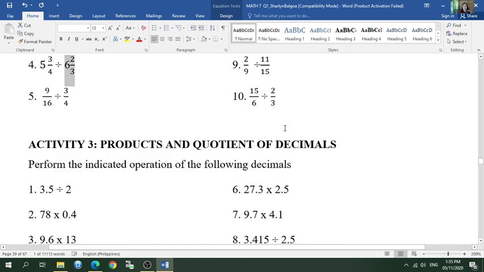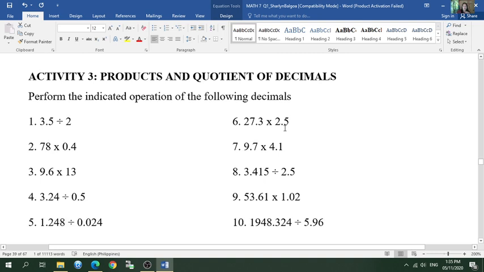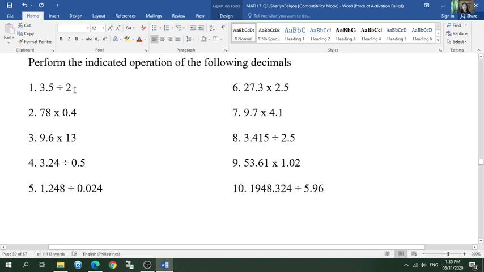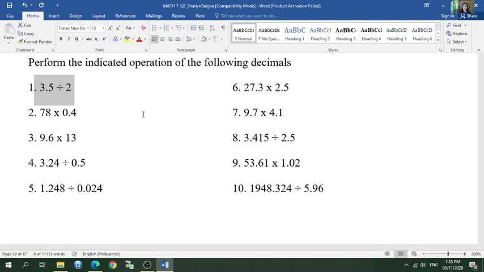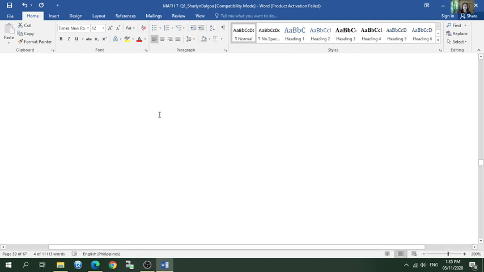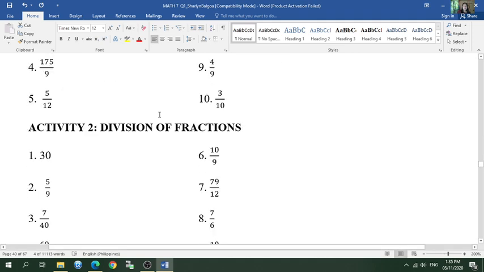Okay? Product and quotient of decimals, ganun din siya. So, for number 1, number 4, number 5, number 8, and number 10, you are going to divide. And the remaining numbers, you multiply. You always consider the number of decimal places in both multiplication and division.